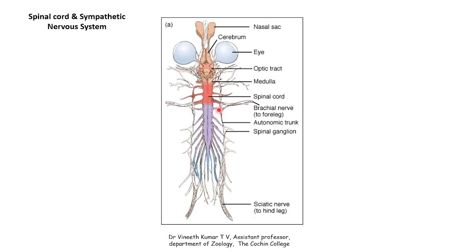Immediately after the origin, each spinal nerve has three branches. So it gives off three branches. The first one is a ramus dorsalis. It runs to the skin. You cannot see that clearly. The three branches are not shown here. Each spinal nerve gives off three branches.